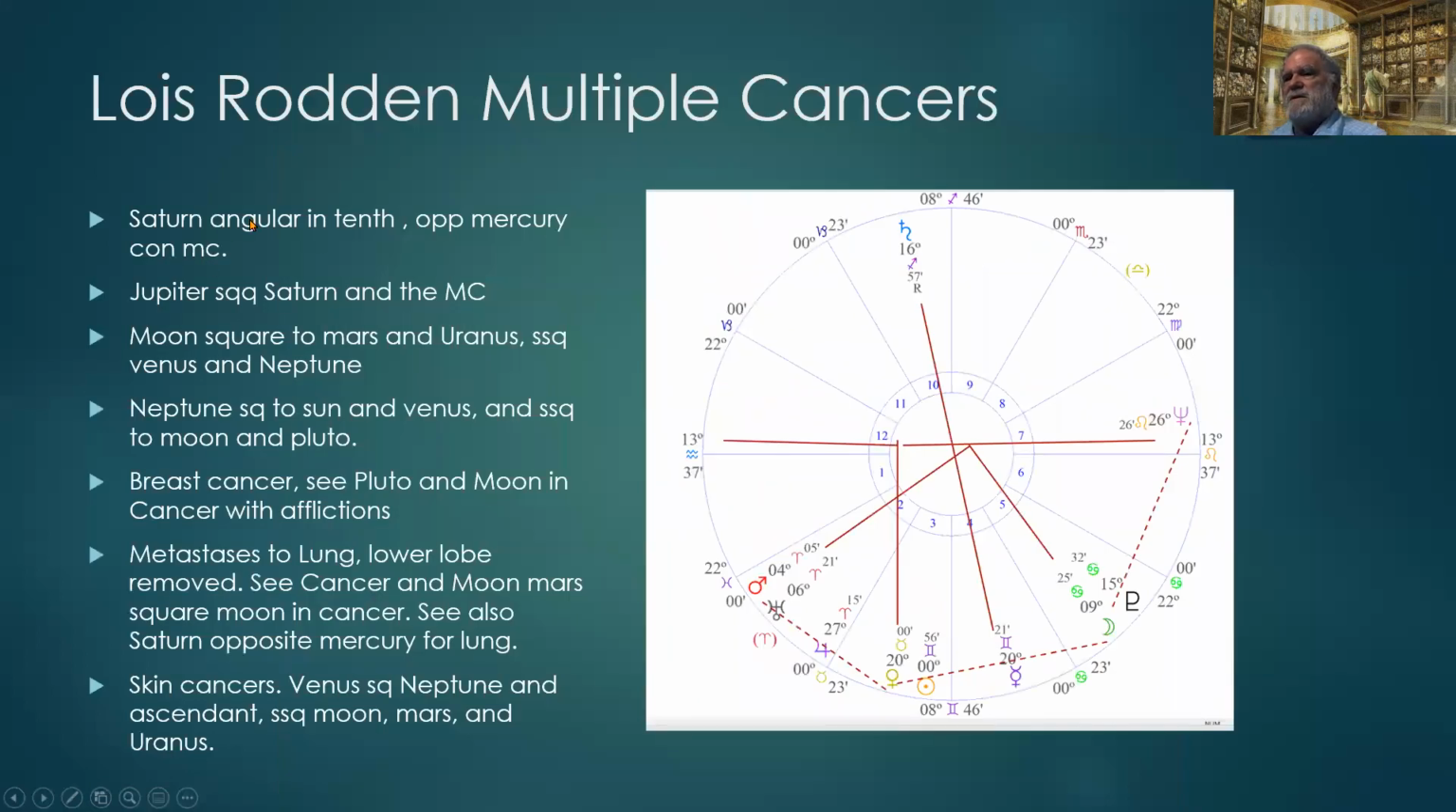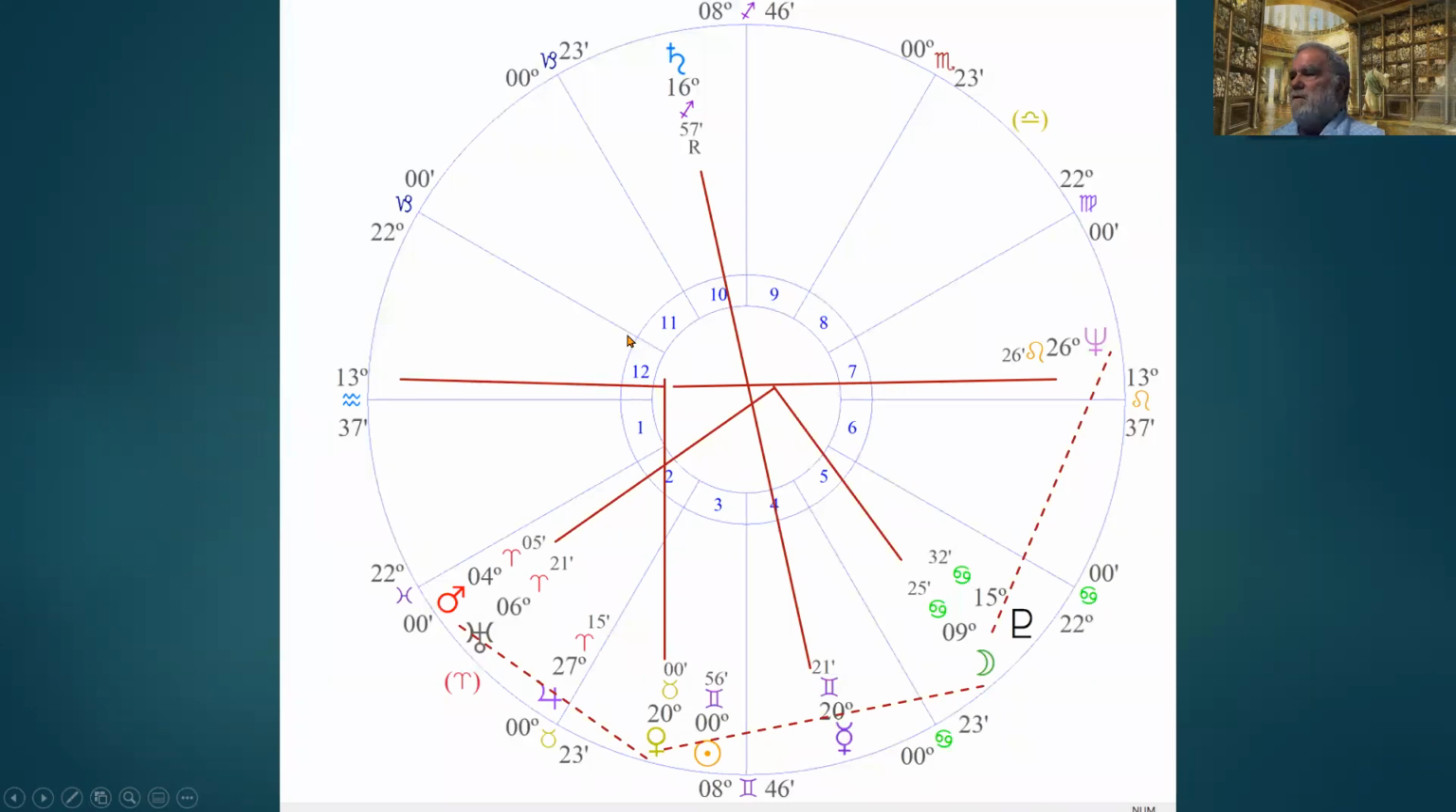But so she had different cancers. For breast cancer, we're going to look to the moon and the sign Cancer. And we have Pluto conjunct the moon in Cancer. And these are not happily aspected. The moon in Cancer is square to Mars and Uranus, and also semi-square to Neptune and to Venus. Not identical, but similar aspects for Pluto in Cancer.